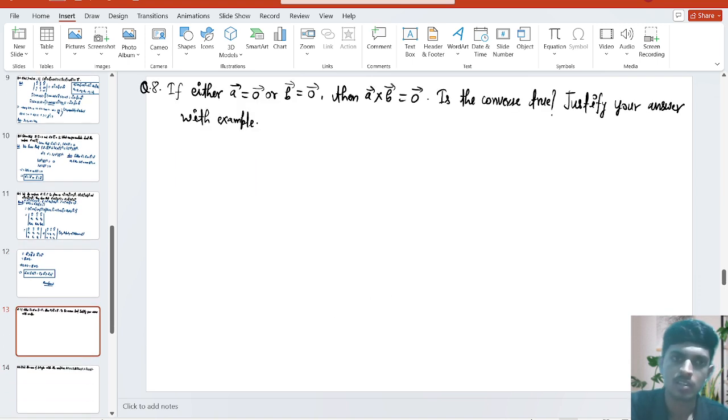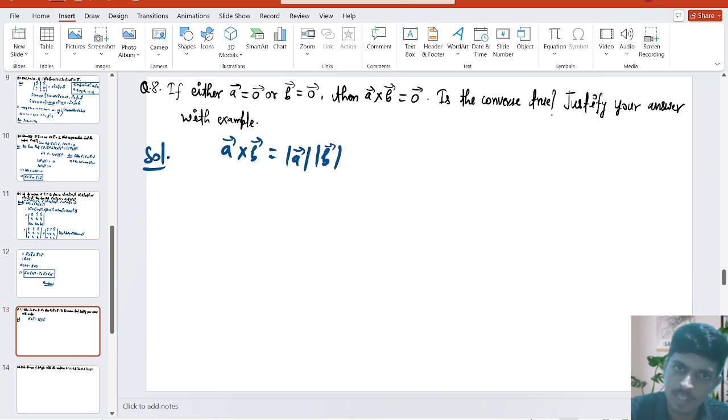Coming to the next. If either vector A equals 0 vector or vector B equals 0, then vector A cross vector B equals 0; justify the converse of this with an answer. We know that, by the definition of the cross product of two vectors, vector A cross vector B equals modulus of vector A, modulus of vector B, sin theta, n cap, where n cap is the unit vector perpendicular to vector A and vector B.